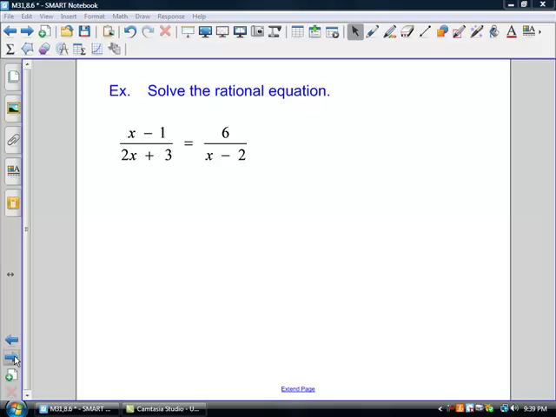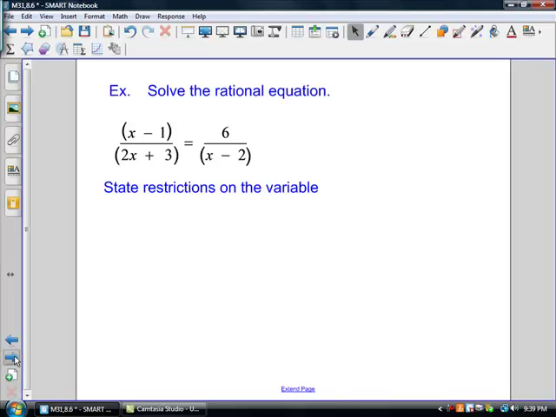Okay, let's solve the rational equation (x - 1) divided by (2x + 3) equals 6 divided by (x - 2). Before we go much further, let's enclose each binomial in parentheses, and we'll see why in a few moments.